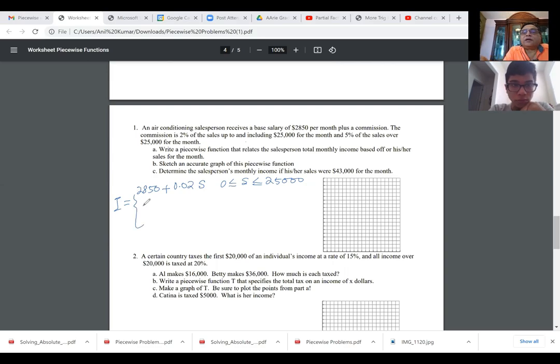So let us first calculate the maximum the salesperson will get if 25,000 is the sales, correct? So the value of this function for 25,000 is how much? It's a very important step. So plug in 25,000, find your answer. Okay. So it is 2850 plus 0.02 times 25,000. What do you get? Let me just do the math. Let me just add it up. 500, 3350.